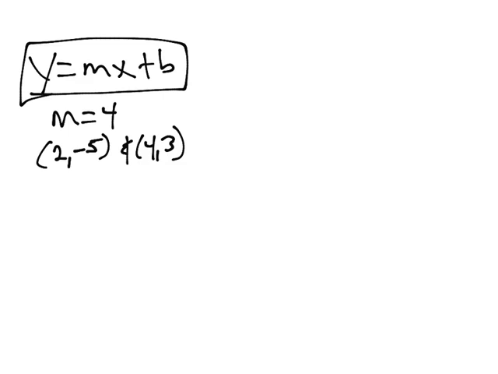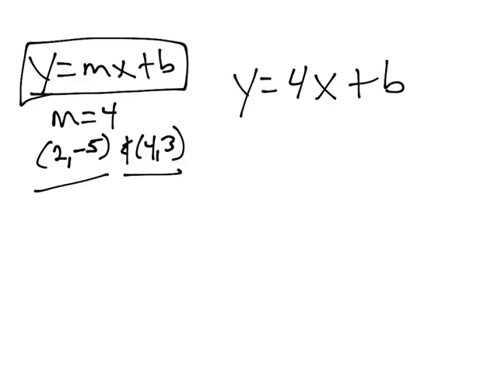What I would do is, you know your slope, so plug that in. y equals 4x plus b. What I don't know is the y-intercept. I wasn't fortunate enough to have the y-intercept handed to me. Not a problem. I have two points. I have an x value and a y value, and another x value and a y value. Plug one of these two points in for x and y. It doesn't matter which point you use.